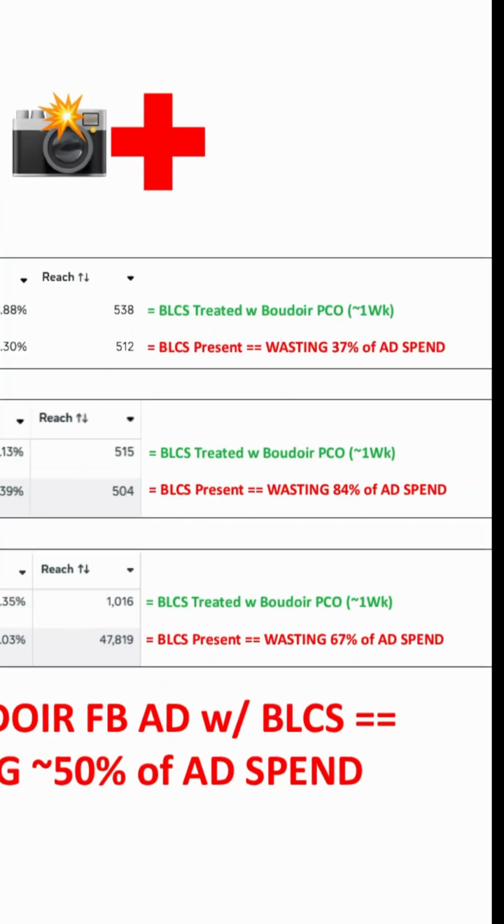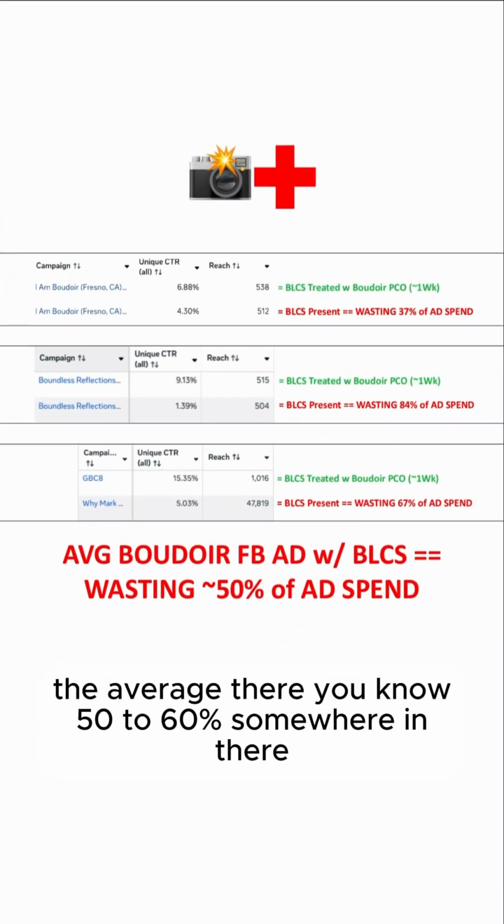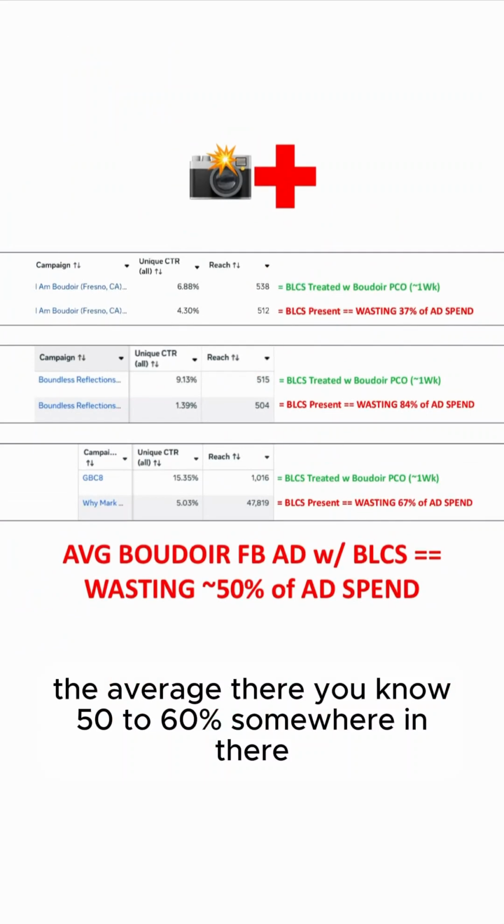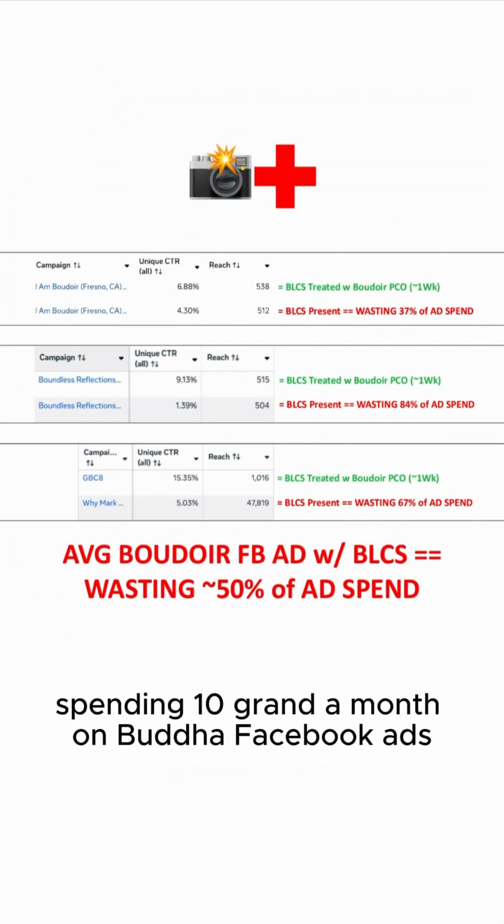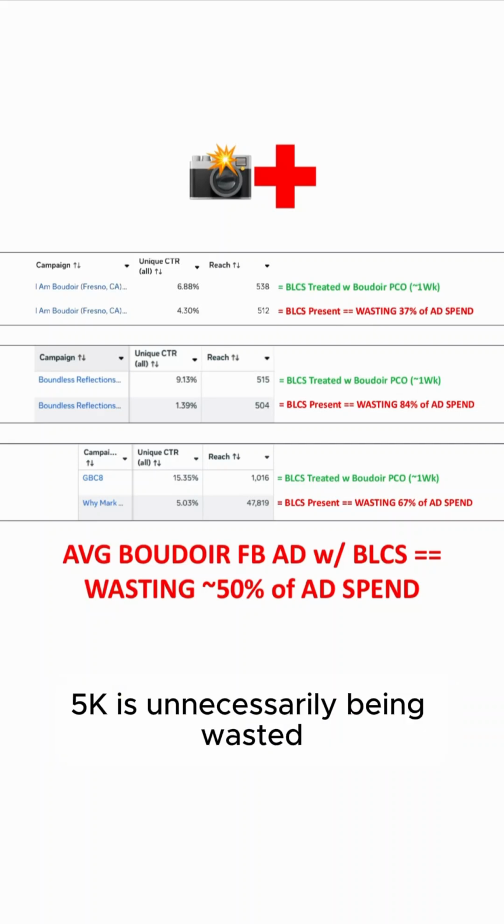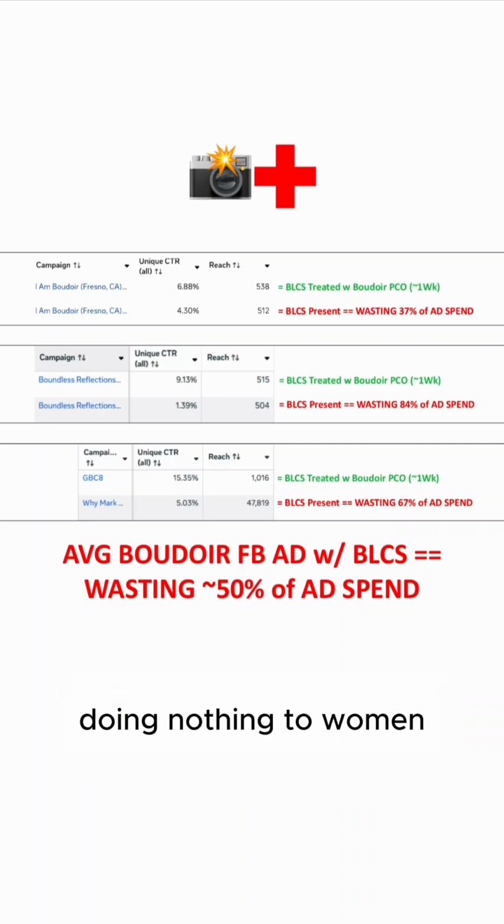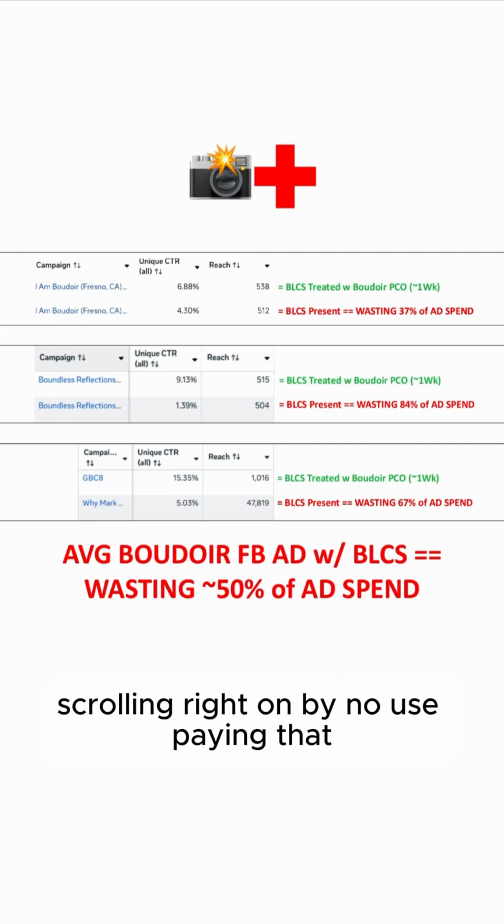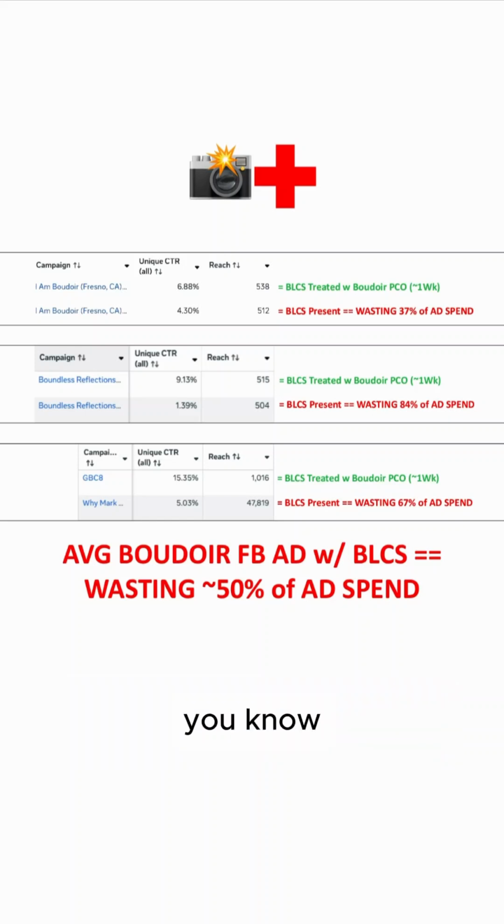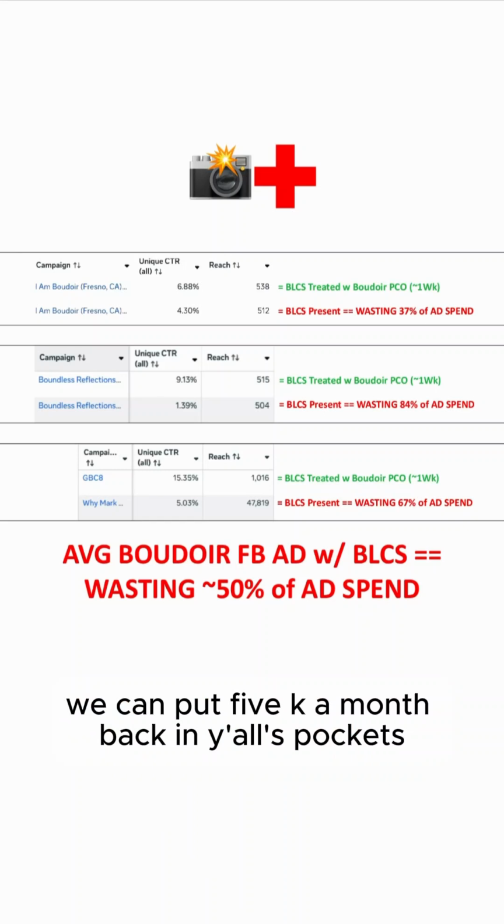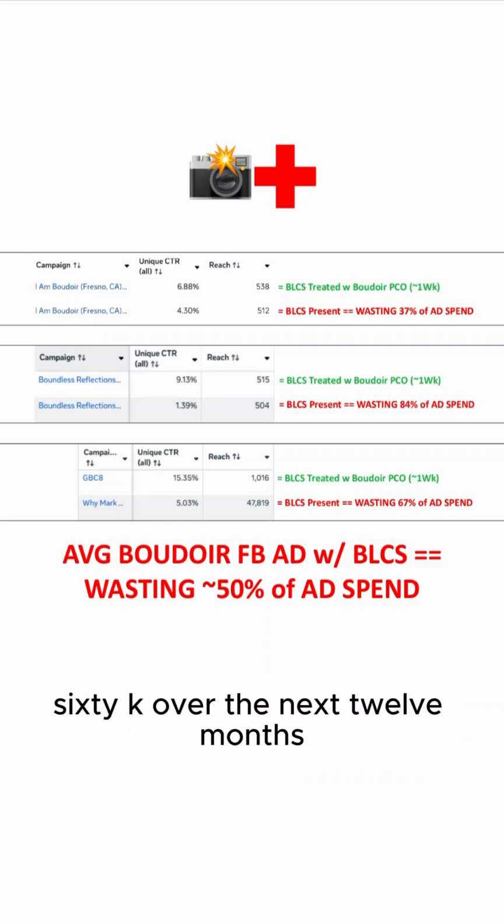So the average there, 50 to 60%, somewhere in there. So if spending 10 grand a month on Boudoir Facebook ads, 5K is unnecessarily being wasted, doing nothing, to women scrolling right on by. No use paying that, and by eliminating that, we could put 5K a month back in y'all's pockets, 60K over the next 12 months.